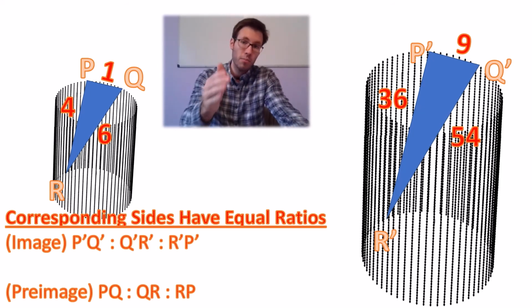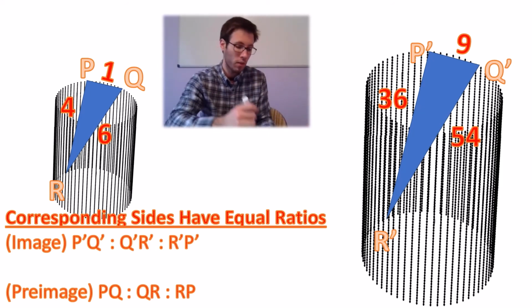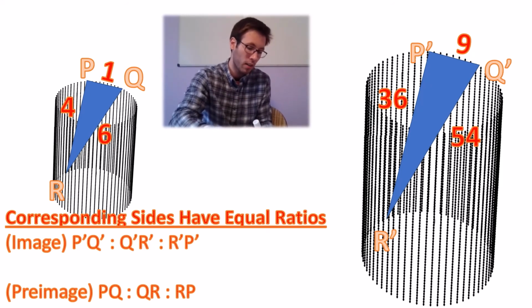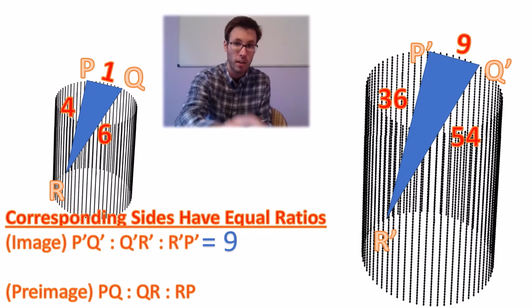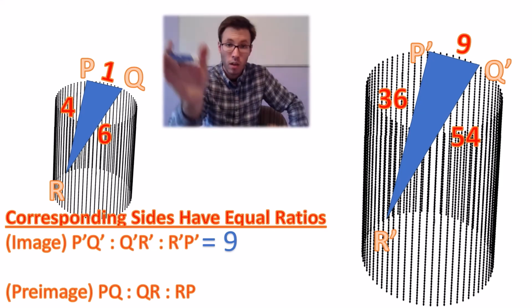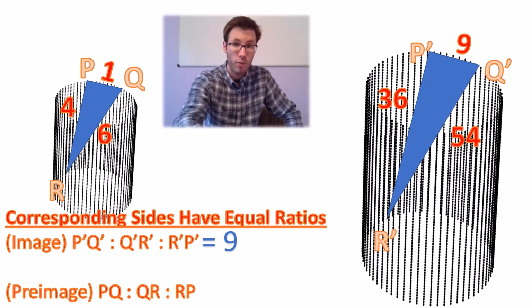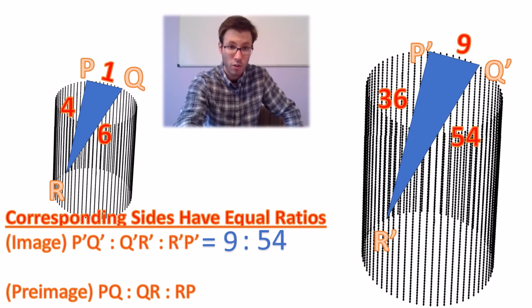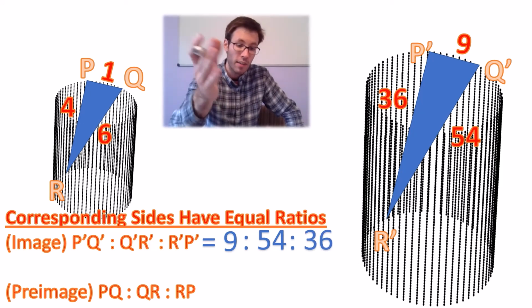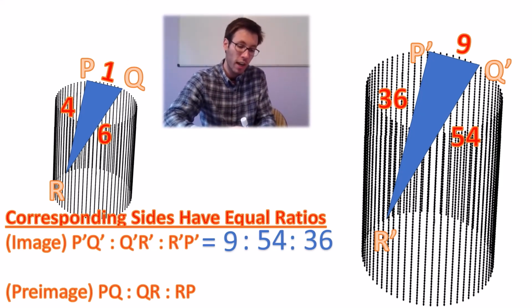So we see the distance from P prime to Q prime, looking at the image in my slide right here, is 9. So I'm getting that number 9 from there. And then the distance from Q prime to R prime is 54. I'm going to extract that value and put it there. And then for my last colon, R prime to P prime, that value is 36. So I have the values 9, 54, and 36.